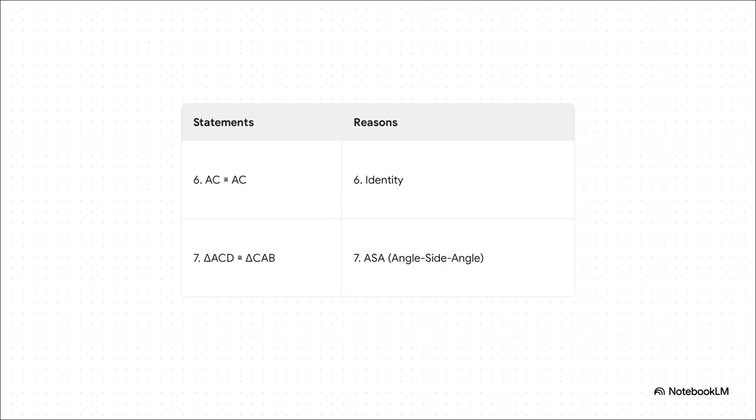And this is where it all comes together. Step 6 is kind of obvious, but it's important. The diagonal line AC is, of course, the same length as itself. It's the side that both triangles share. So, look at what we've got for each triangle now. We've proven an angle is congruent, a side is congruent, and another angle is congruent. So that brings us to Step 7. The angle-side-angle theorem tells us, without a doubt, that triangle ACD is congruent to triangle CAB.